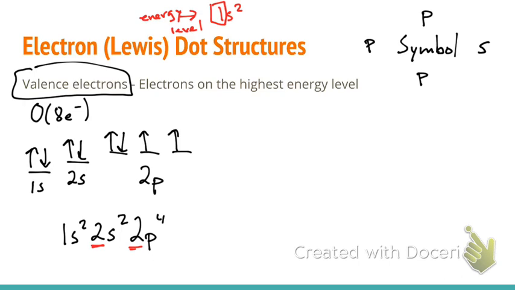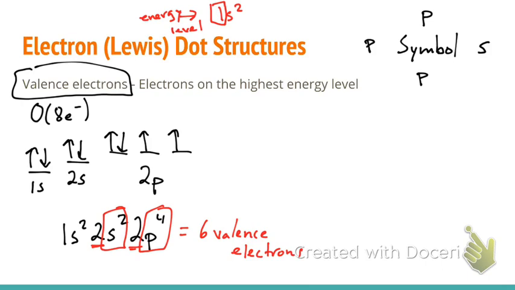I have 2 types of electrons in the second energy level. I have 2 s electrons and 2 p electrons, so 4 p electrons. This gives me a total of 6 valence electrons. 2 of them are s, and 4 of them are p. So 2 plus 4 gives me 6.